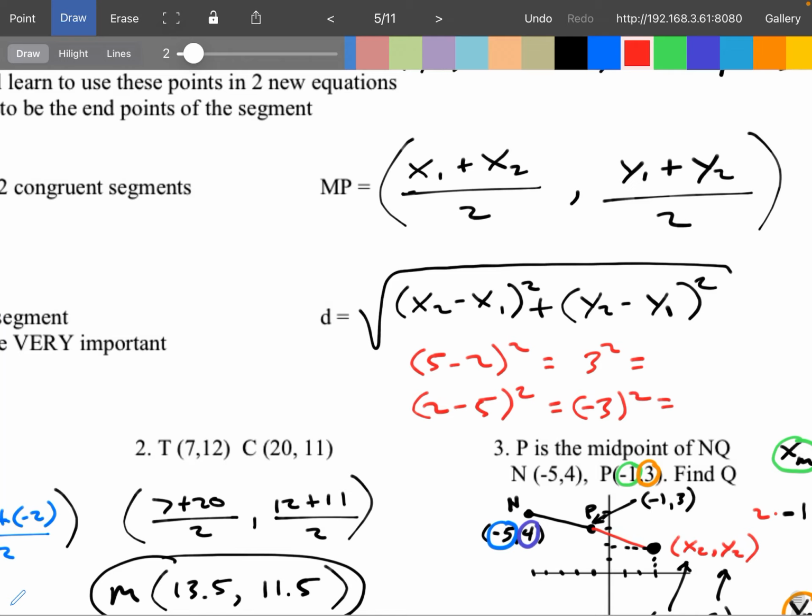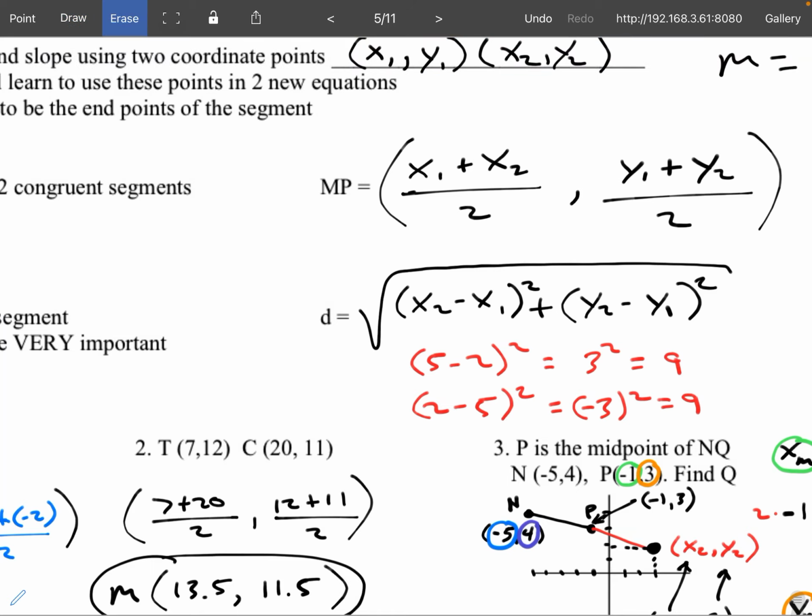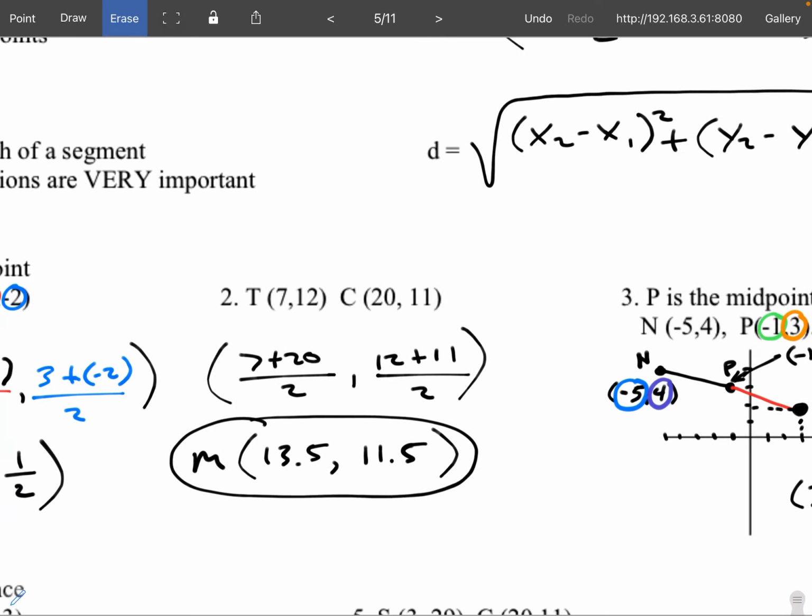Do you guys see that? Because this one's going to be 3 squared, right? This one is going to be negative 3 squared. Are those the same? Yes. What do they both equal? 9. Yeah, they both equal 9. 3 times 3 is 9.